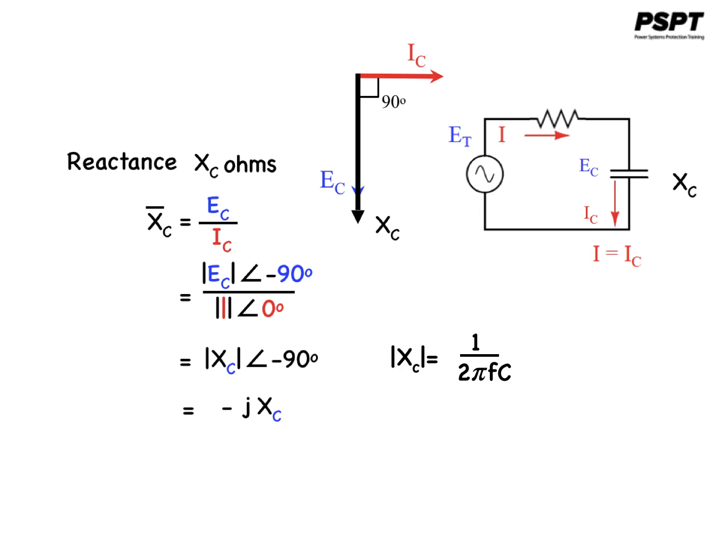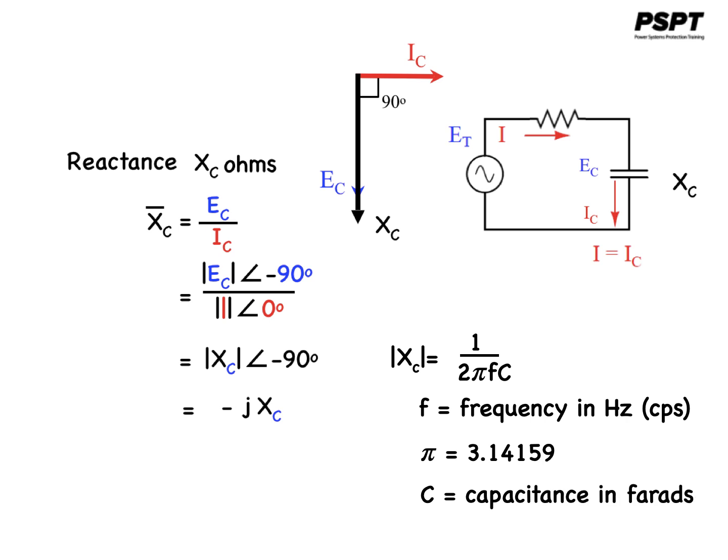The actual formula being Xc is equal to 1 divided by 2 pi Fc, where F is the frequency in hertz or cycles per second, pi is 3.14159, and C is the capacitance in farads.